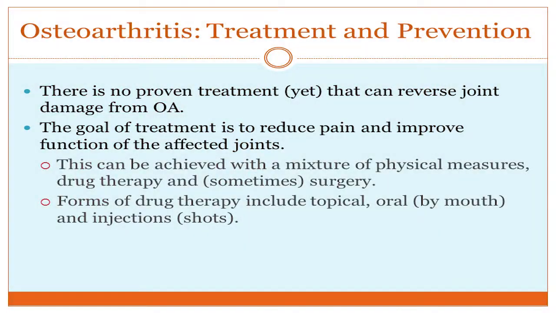Okay, so treatment and prevention. So really there is no proven treatment yet that can reverse joint damage from osteoarthritis. The main goals of treatment are to reduce pain and improve function of the affected joints. This can be achieved by a mixture of physical measures, medications, and sometimes even surgery. Forms of drug therapy include topical treatments, creams, gels, we'll go into that, different oral medications, and finally injections, shots given directly into the affected joints.